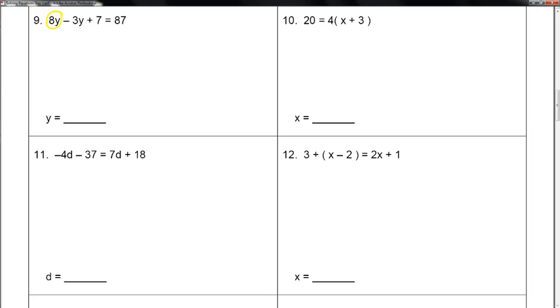Combine y's. That gives me 5y plus 7 is equal to 87. Subtract 7 from both sides. 5y is equal to 80. Divide by 5. Y is equal to 16.